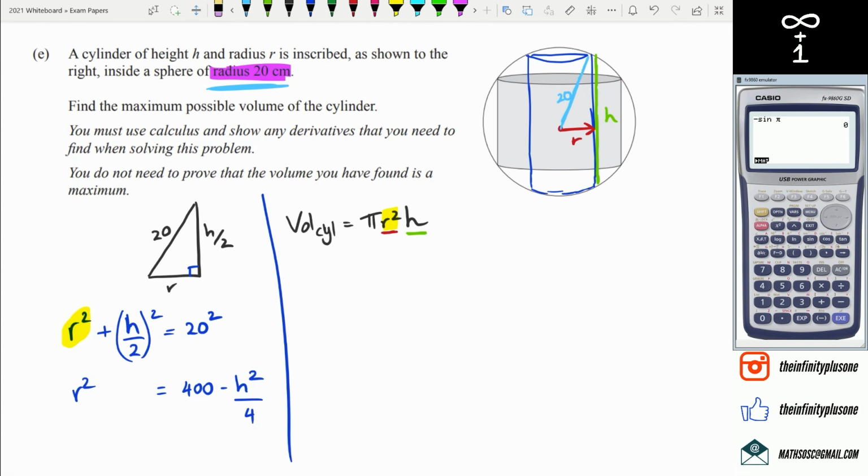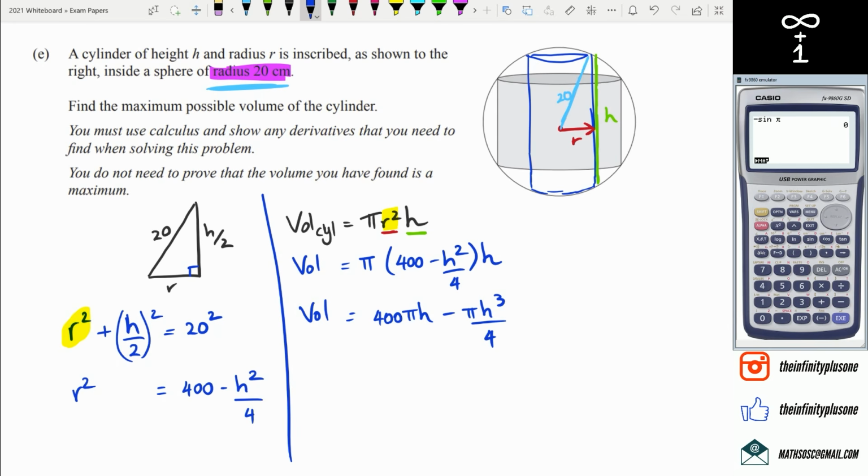So now for our volume of cylinder, instead of r squared, we're going to put in 400 minus h squared over 4, multiplied by h. What happens then is we get 400 times pi times h, which is 400 pi h minus pi h cubed over 4. Now this is pretty much our formula for the volume of the cylinder.